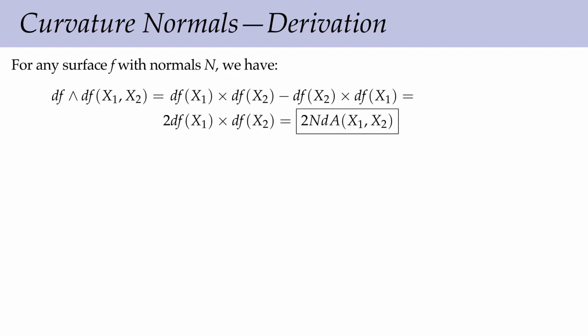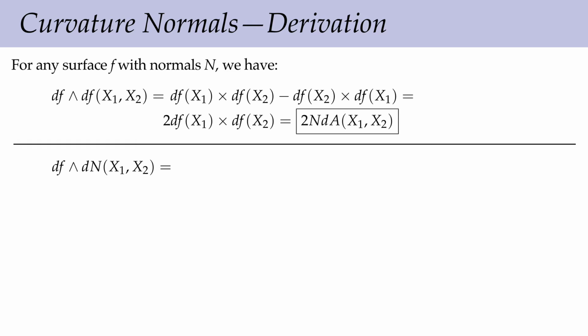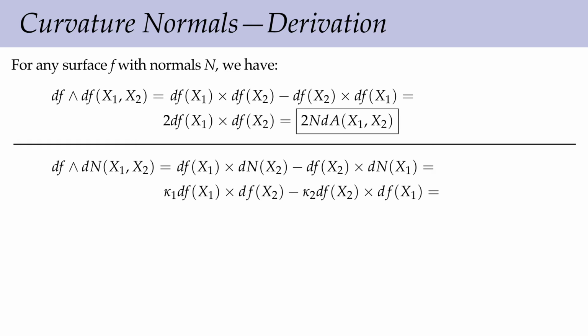Similarly, let's say we take df wedge dn and apply it to the two principal directions. This time, it's going to be really important that our inputs are the principal directions. So we start out the same way. We expand the definition of the wedge product, and we get df of x1 cross dn of x2 minus df of x2 cross dn of x1. And using the relationship we had on the previous slide, we can turn dn of x2 into kappa 2 df of x2, and dn of x1 into kappa 1 df of x1. Again, we can flip one of our terms, and we end up with kappa 1 plus kappa 2 times df of x1 cross df of x2.